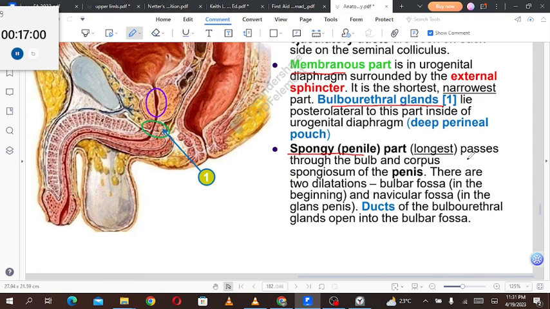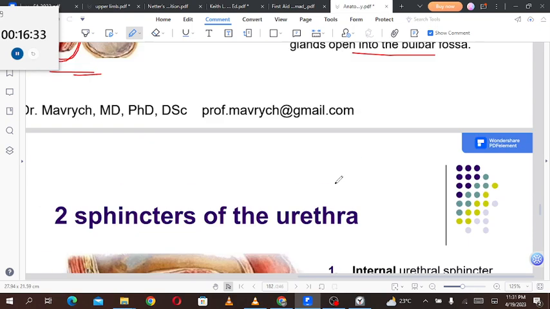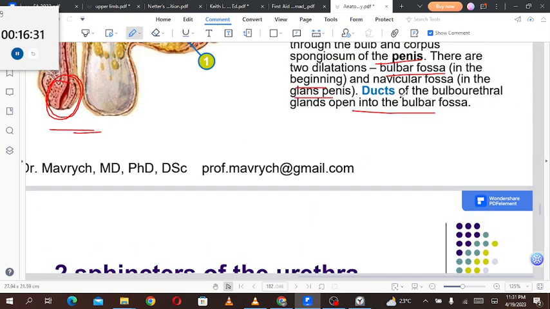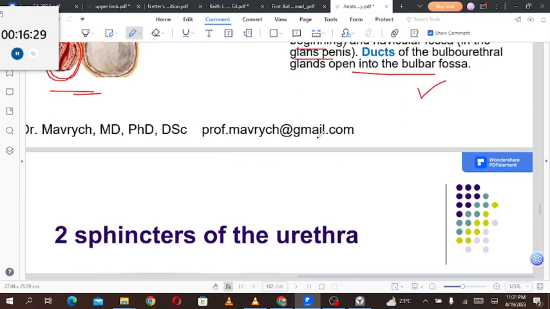The spongy or penile part is the longest, and passes through the bulb and the corpus spongiosum of the penis. There are two dilations: the bulbar fossa at the beginning, and the navicular fossa in the glans penis. The ducts of the bulbourethral glands open into the bulbar fossa.